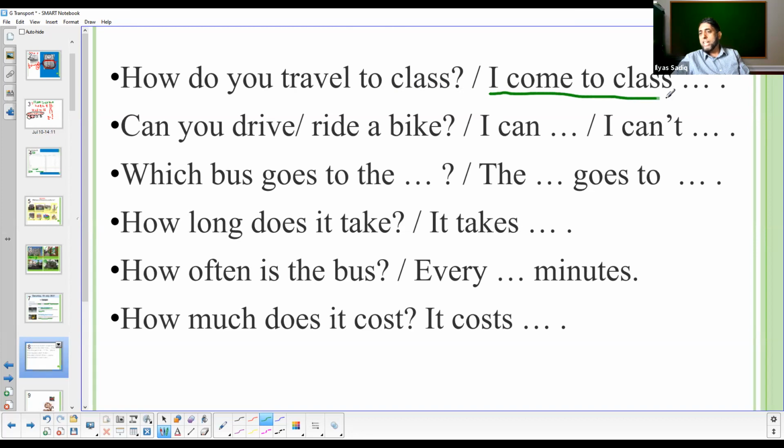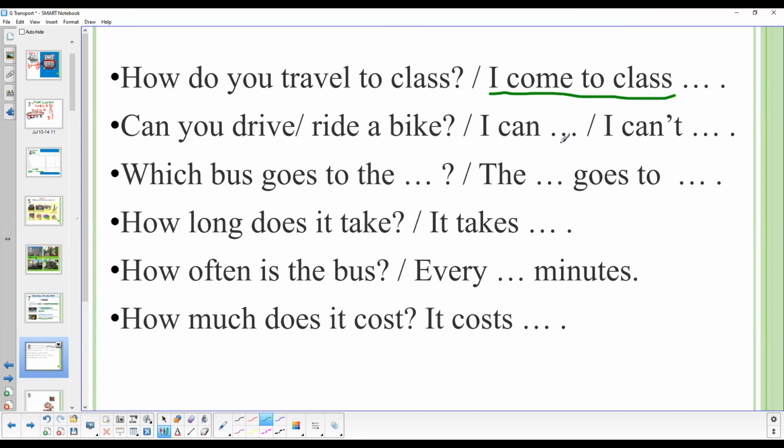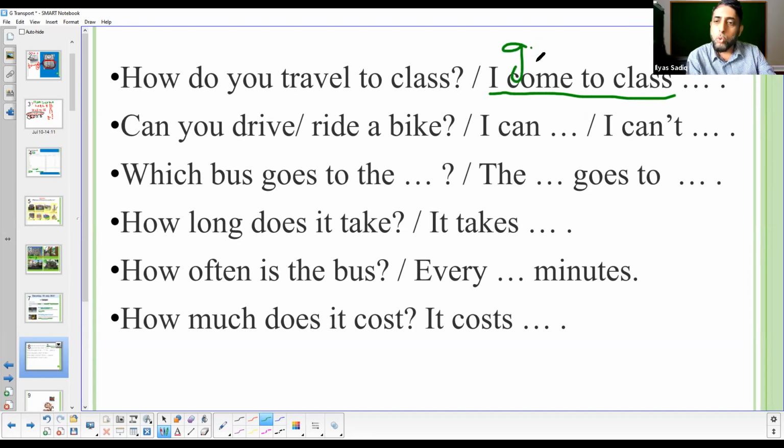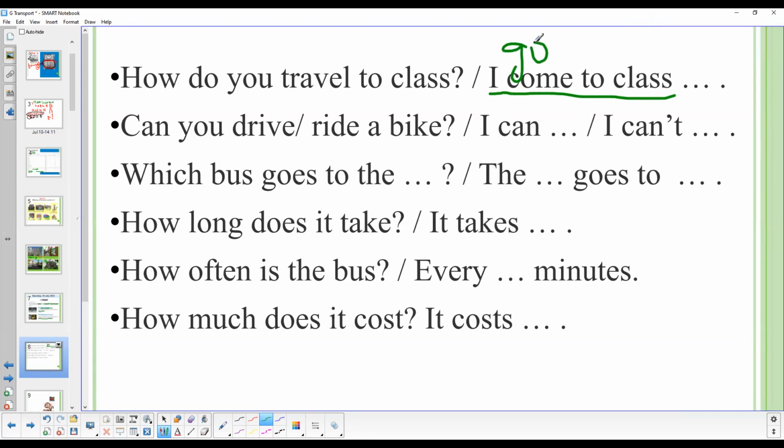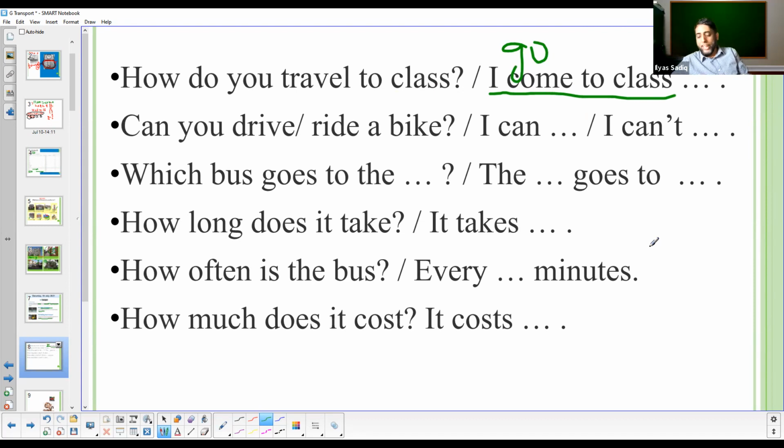So the answer is that I come to class in walk. Yeah, so we can say, I go to class on foot, by foot, or we can say walking, or we can say on foot. We can say on foot, or by bus, or by taxi. So we will learn this later on. Can you drive?